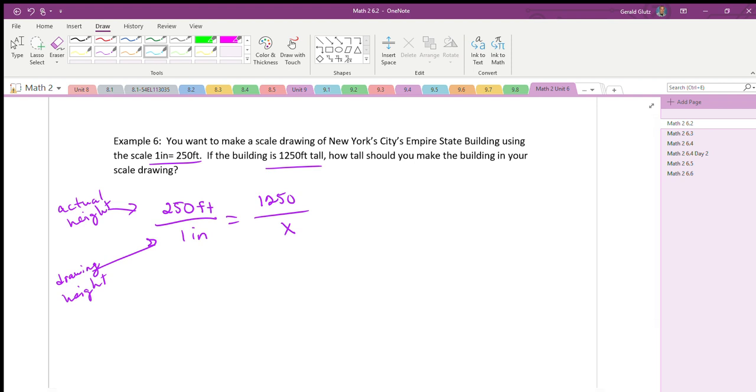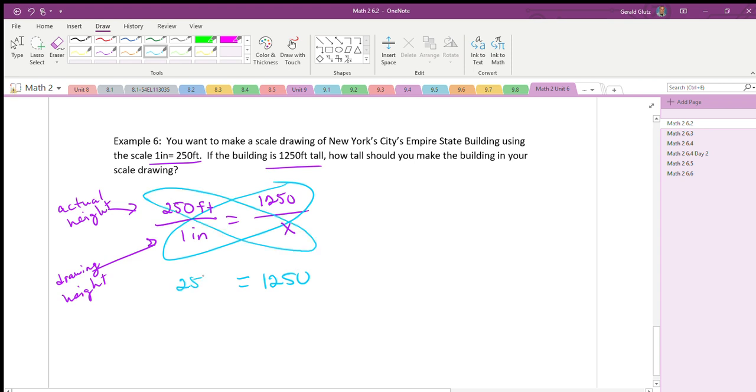So now I have a proportion, so I can cross multiply because two fractions are on the opposite sides of an equal sign. So equal sign is going to stay in the middle. So 1 times 1250 is 1250. 250 times x is 250x. So divide both sides by 250, and we get x equals 5. So it should be 5 inches tall in our drawing.